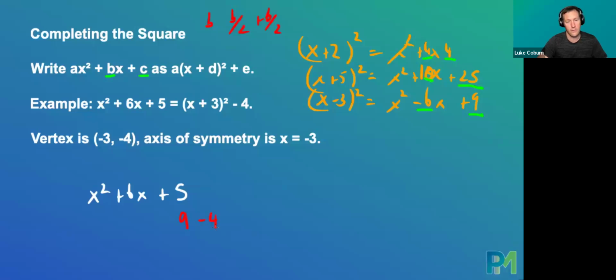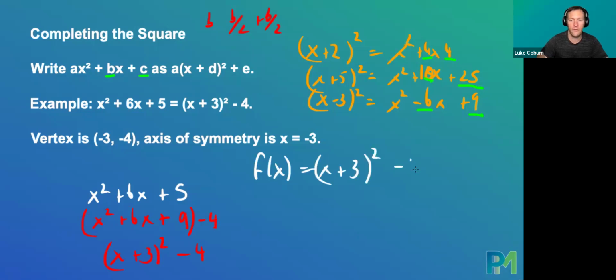Plus 9 minus 4. x squared plus 6x plus 9. Put that stuff in brackets. x plus 3 all squared minus 4. Now, why is this useful? Why is it useful to do this? f of x equals x plus 3 all squared minus 4.